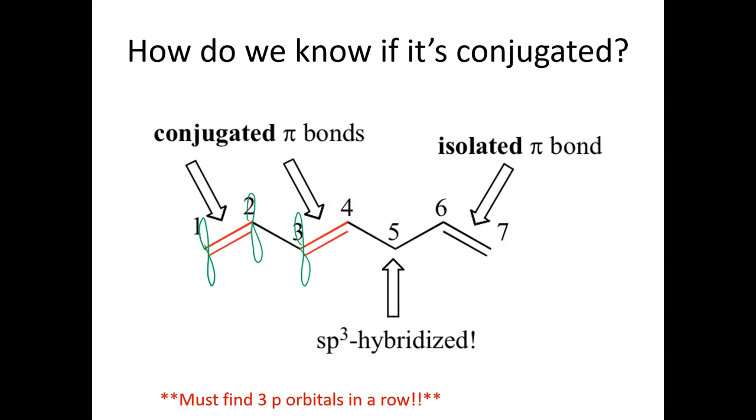I'm going to draw these p orbitals out. And it looks like we have 1, 2, 3, 4 in a row. So that works. And then we also have an isolated system over here on the right side. So this would be conjugated over here, just because we have more than 2, we have 3 unhybridized p orbitals. So we're not going to mess around with that too much, but I did want to introduce that concept to you as we move into the next section when we get into the aromatic compounds.